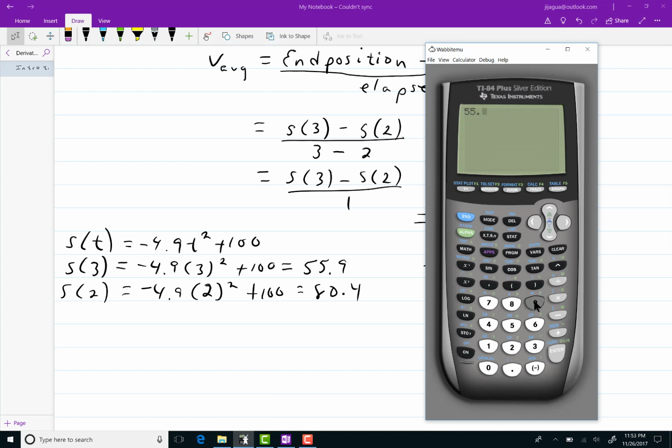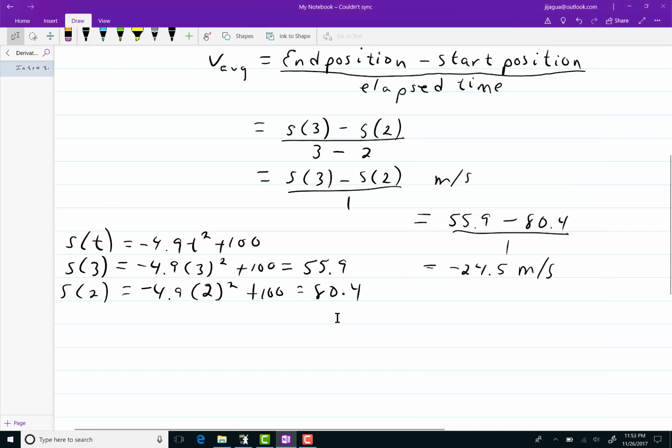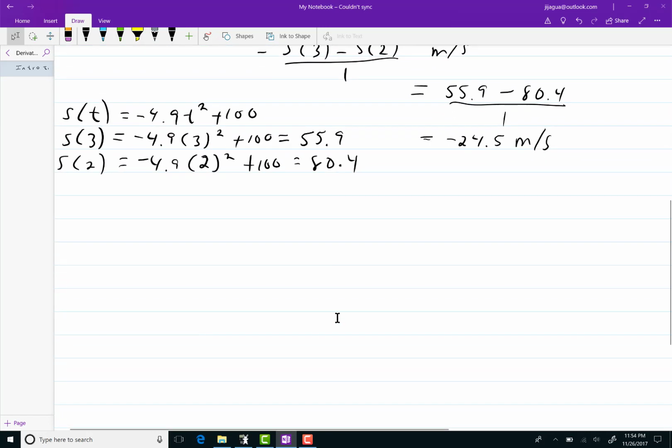55.9 minus 80.4 is negative 24.5. So I know how fast it is on average over the interval. The way I get an instantaneous read is to work next on a smaller interval than from 2 to 3.